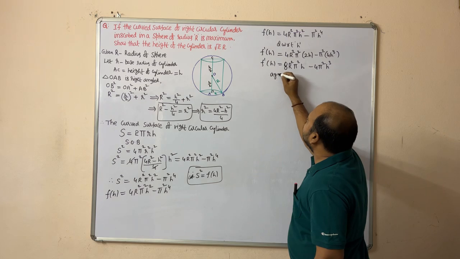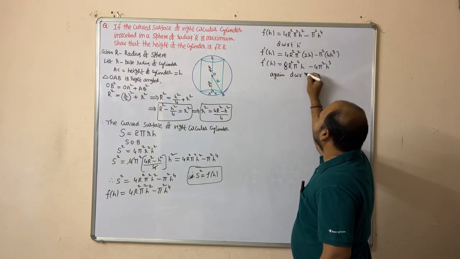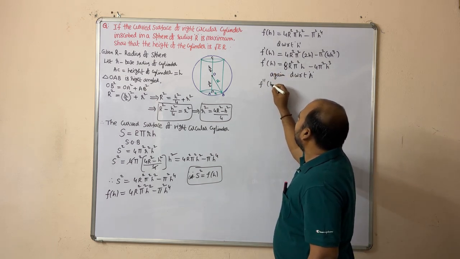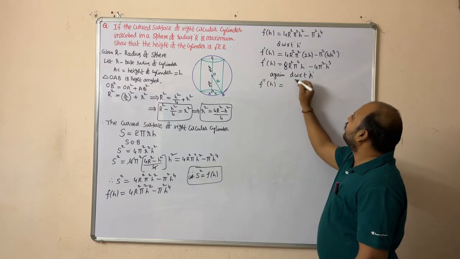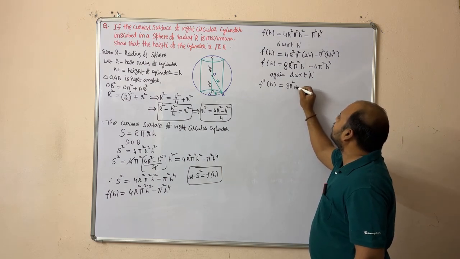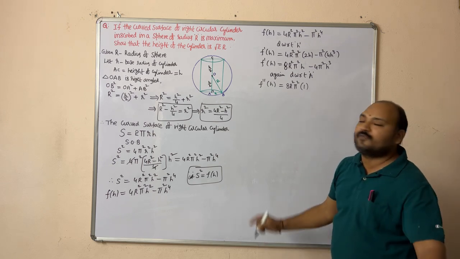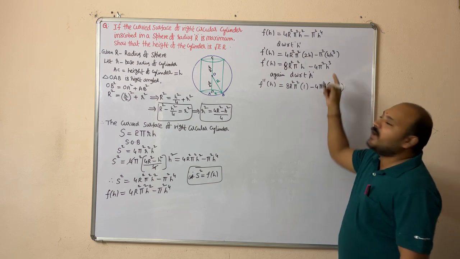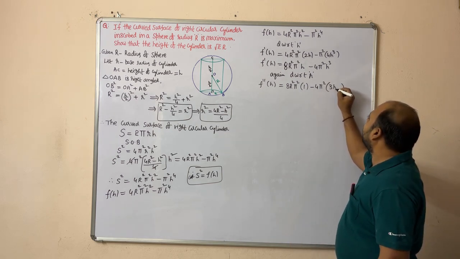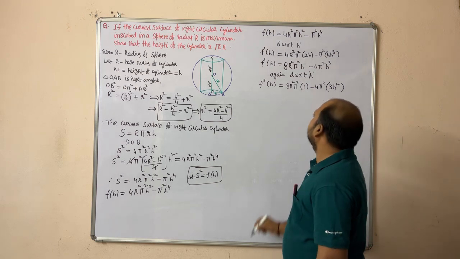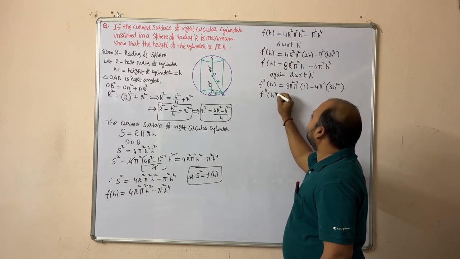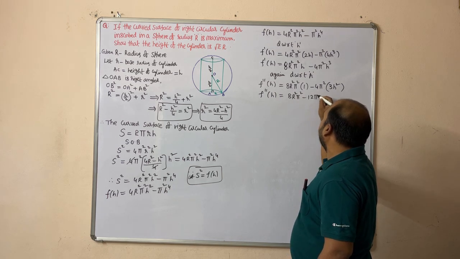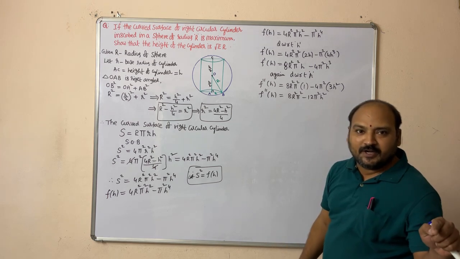Again differentiate with respect to H. So f dash of H becomes f double dash of H is equal to 8 R square pi square is constant. d by dh of H is 1, minus 4 pi square into d by dh of H cube, 3h square. After that, simplify: f double dash of H is equal to 8 R square pi square minus 12 pi square H square. I hope everyone understands.